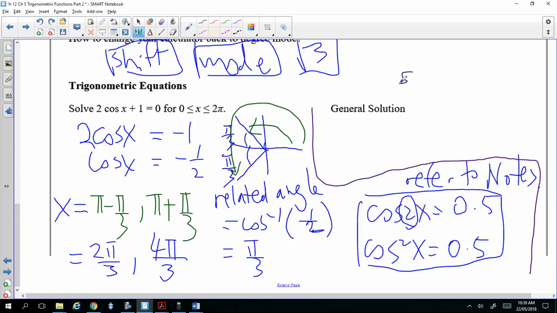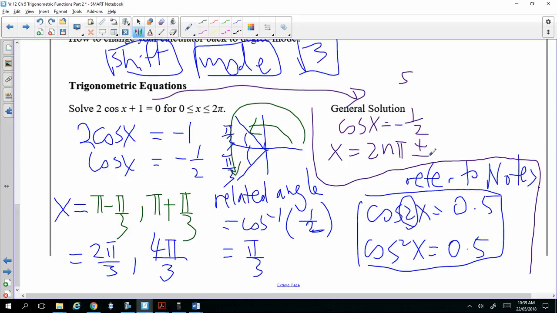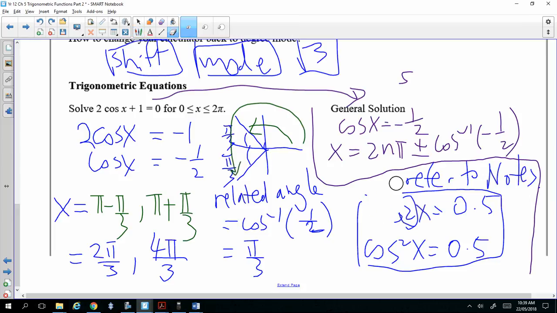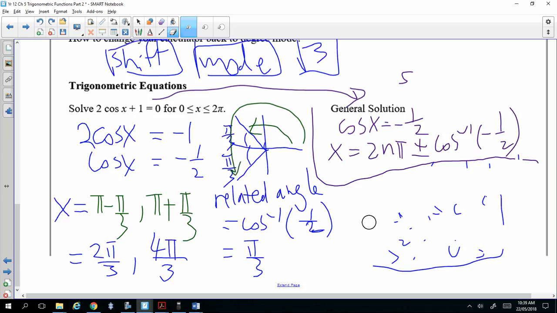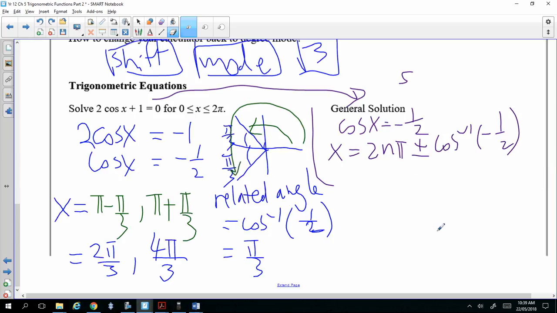Let's solve this one as a general solution. So you go cos x equal to negative half, and then to get the general solution, you write x equal to 2n pi plus or minus cos inverse of negative half. Okay, actually, well, I don't need this. Need more space. Okay, alright, good. And then go back.